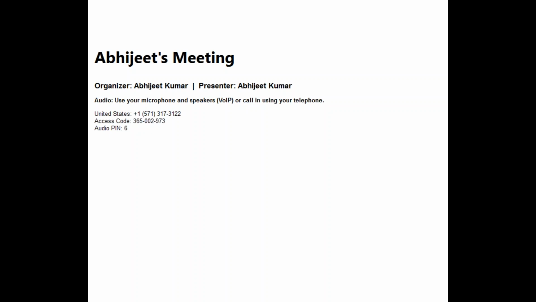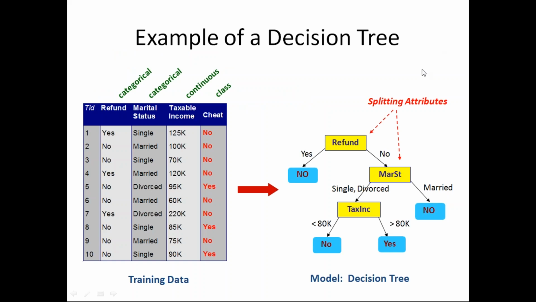Basically, I will show you how decision tree looks like. Then we will talk about decision tree. See, a typical decision tree looks like this. Can you see this? No, I haven't seen your screen. Okay, so yeah, I will share my screen. Can you see it now?